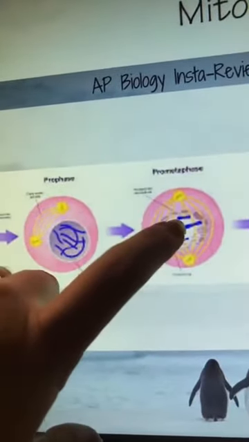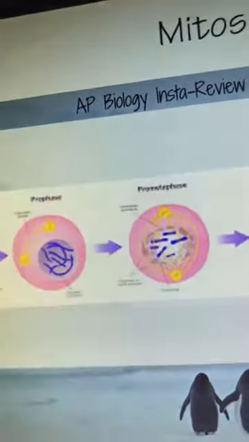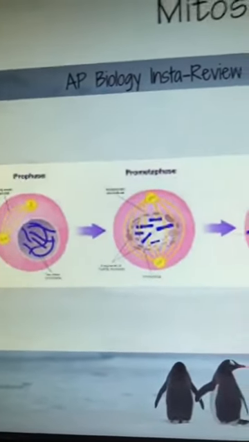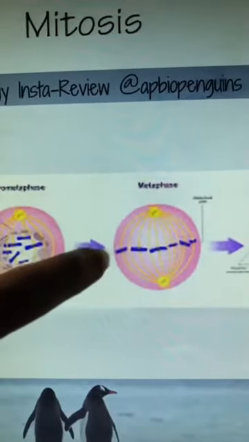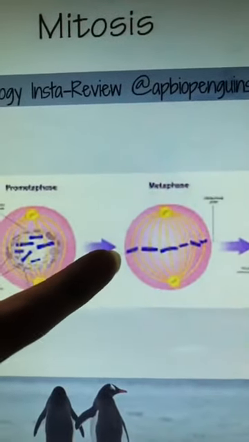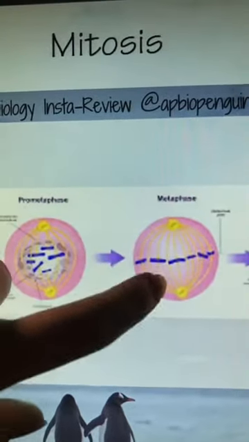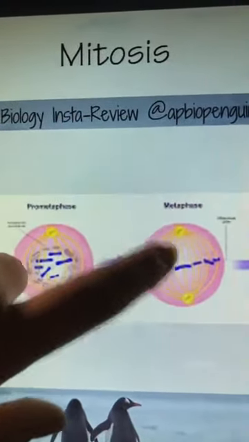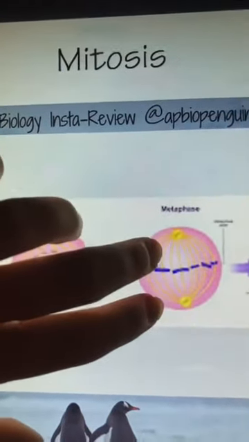Okay, prometaphase is an intermediate step. That's where we have our microtubules attached to our sister chromatids, and they're having that tug of war to get them to line up on the metaphase plate. So it's more of a transitional period. Metaphase is when our sister chromatids line up on that metaphase plate, in the middle of the cell. As you notice, we have these microtubules attaching from both sides. Remember, this is where that checkpoint is, because we want to make sure that everything is attached before we move past this phase.